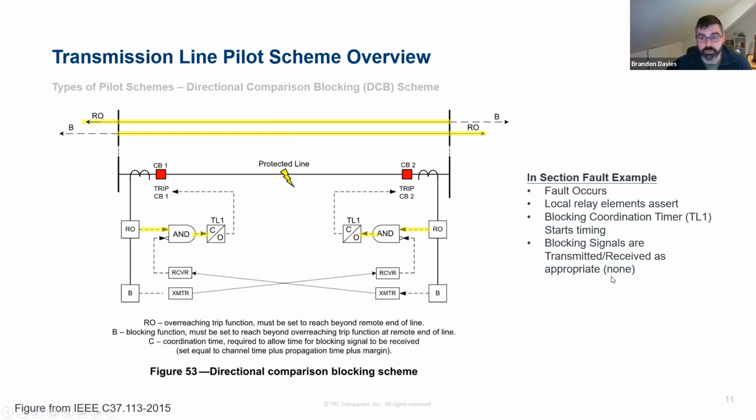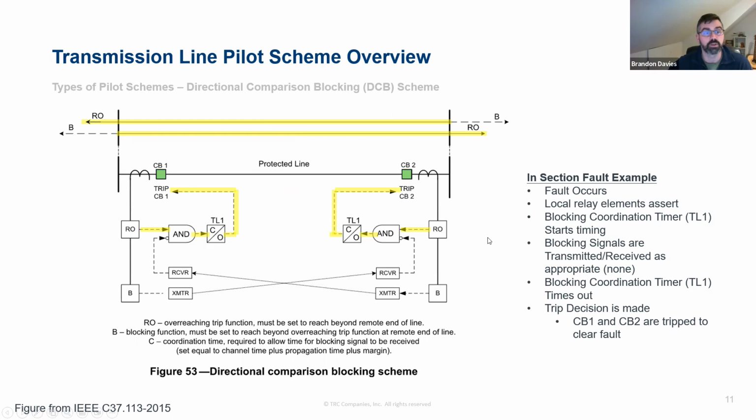Blocking signals are transmitted if appropriate. In this case, they aren't, because we don't see a fault behind either terminal. And once the blocking coordination timer times out, the logic asserts to trip the appropriate circuit breakers. So in this case, both timers time out. We send a trip signal to both circuit breakers. Circuit breakers operate to clear the fault. And now the fault is cleared and the scheme resets until next time.